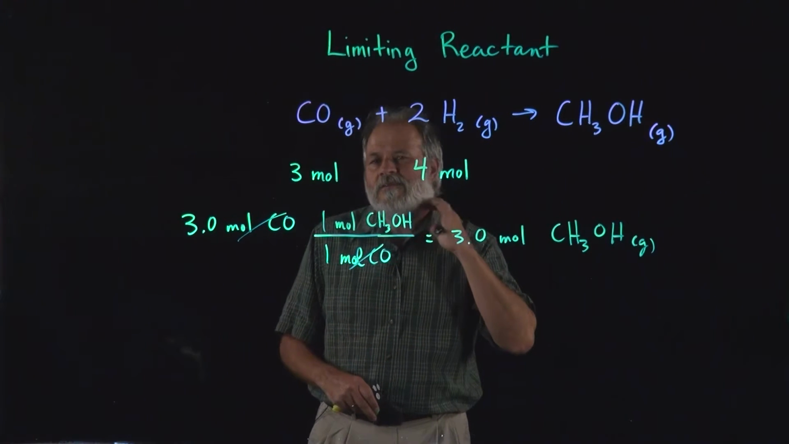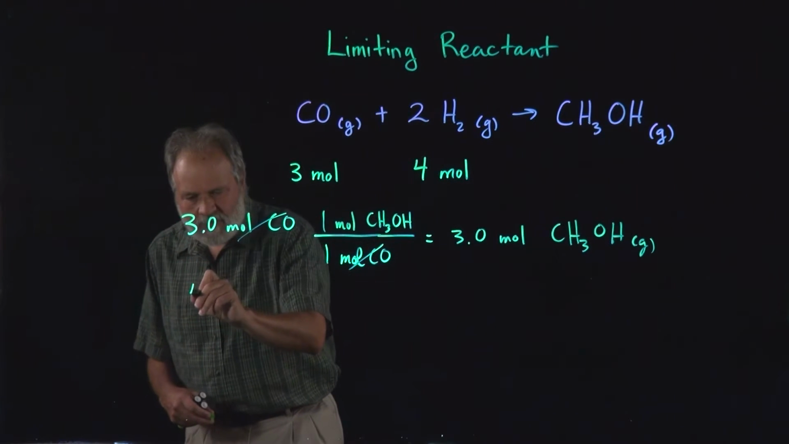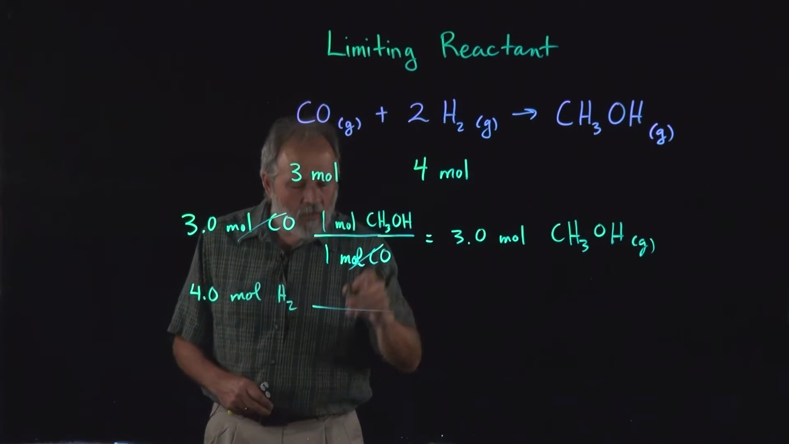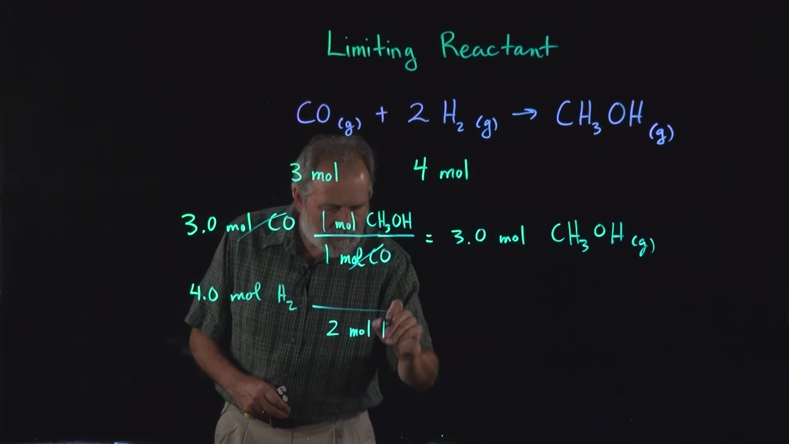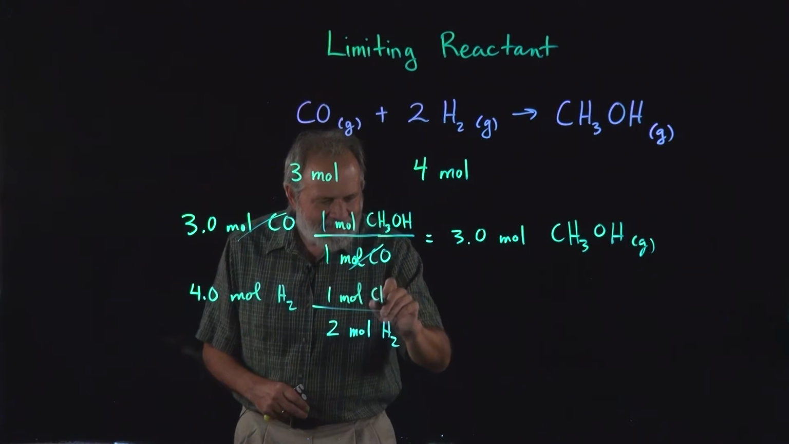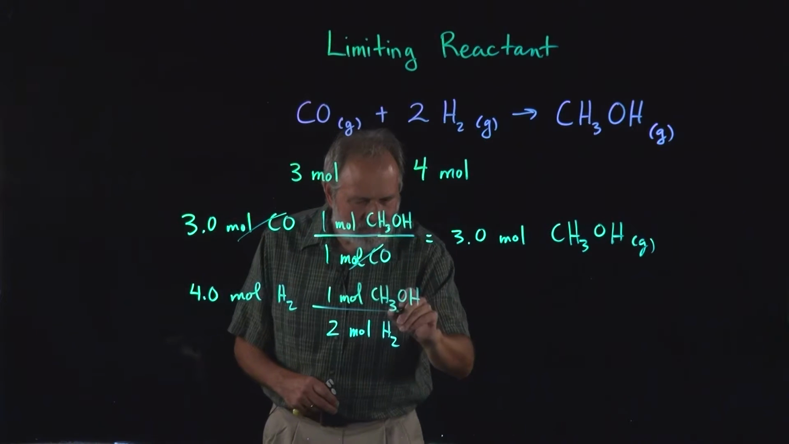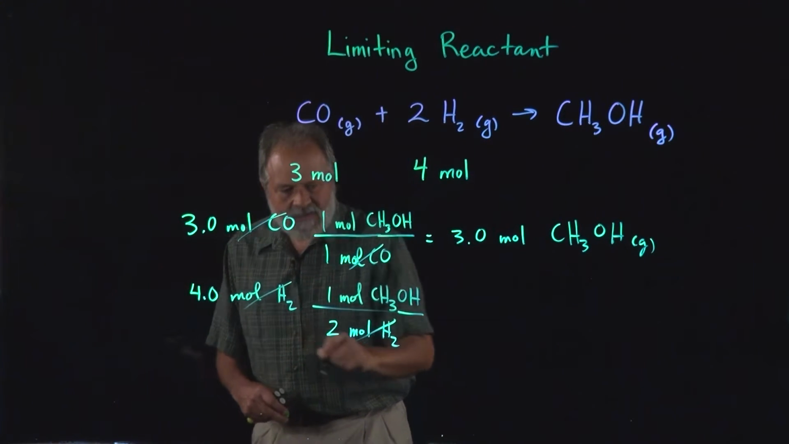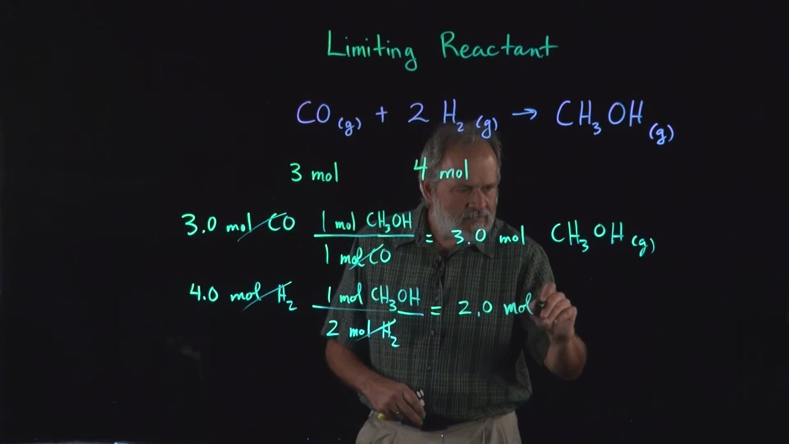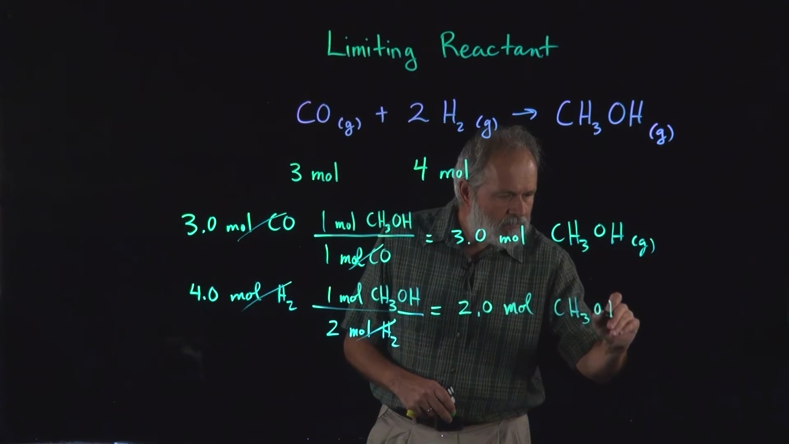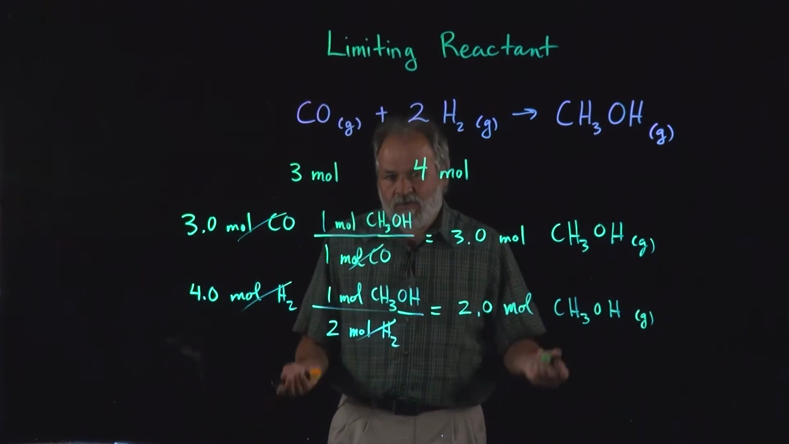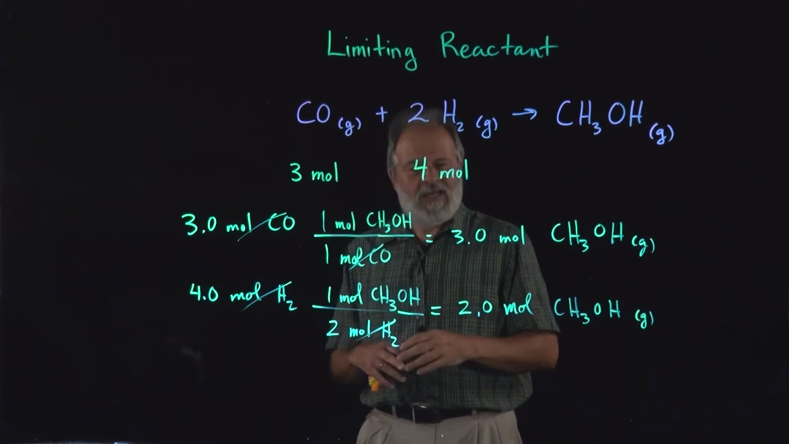All right, let's say we have 4 slices of bread, or 4.0 moles of H2. It requires 2 moles of H2 for every sandwich or methanol molecule, whatever. All right, and so we can make 2 moles of methanol. So we have enough bread to make 2 sandwiches. We have enough cheese to make 3 sandwiches.